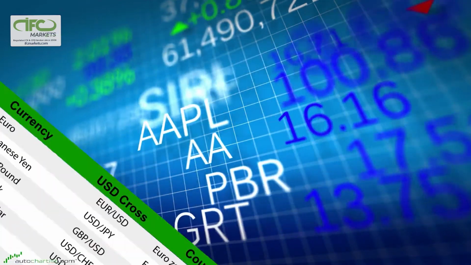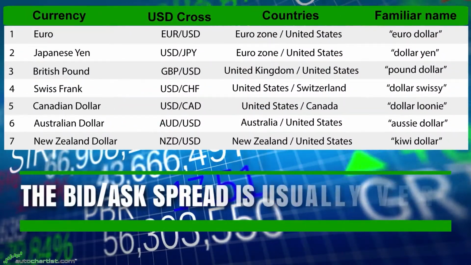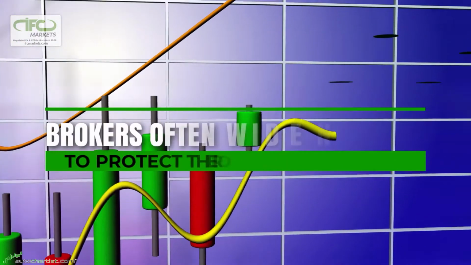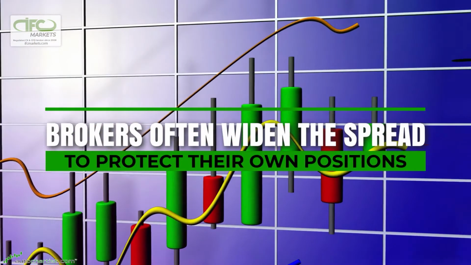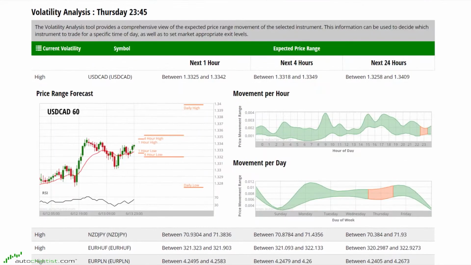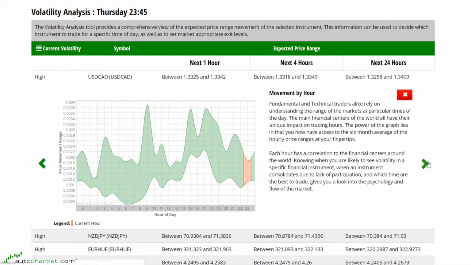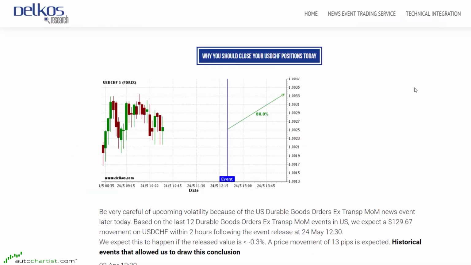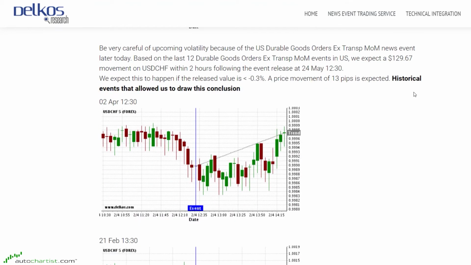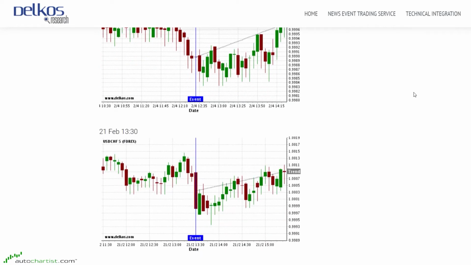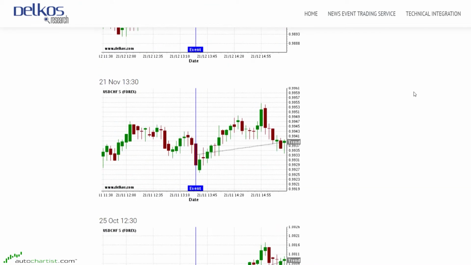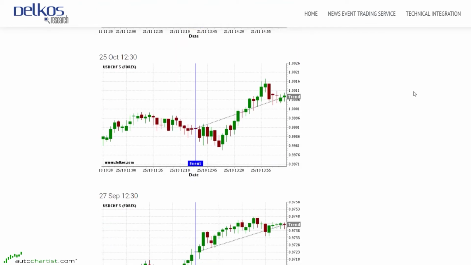On major currency pairs, the bid-ask spread is usually very low, but in times where the price is moving widely, brokers often widen the spread to protect their own positions. There are several aspects that influence the market, such as the hour of the day, day of the week, time of year. But the biggest single aspect that affects pricing is the release of economic news events. These news events upset the market's assessment of the relative strength of the currencies. When this happens, the quoted price can move up or down significantly in seconds.